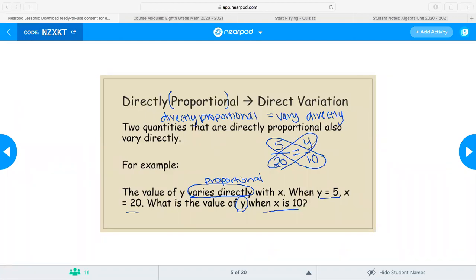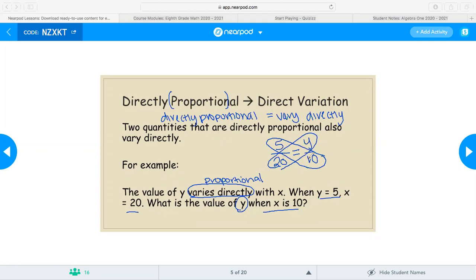Notice when I set up my proportions, if I put y on top on the first proportion, then I need to put that on top on the second proportion. So whatever's on top needs to be the same unit, and whatever's on bottom will need to be the same unit. So I'm going to cross multiply.